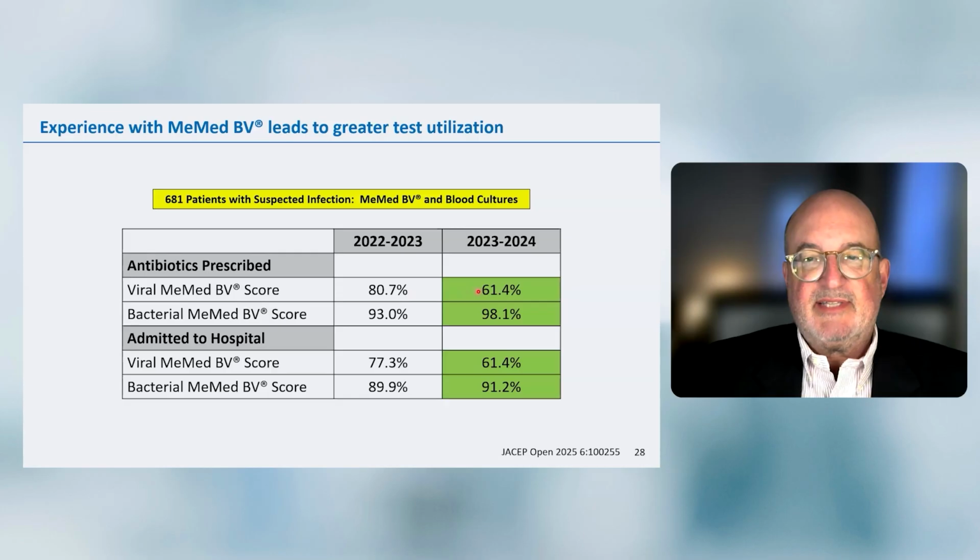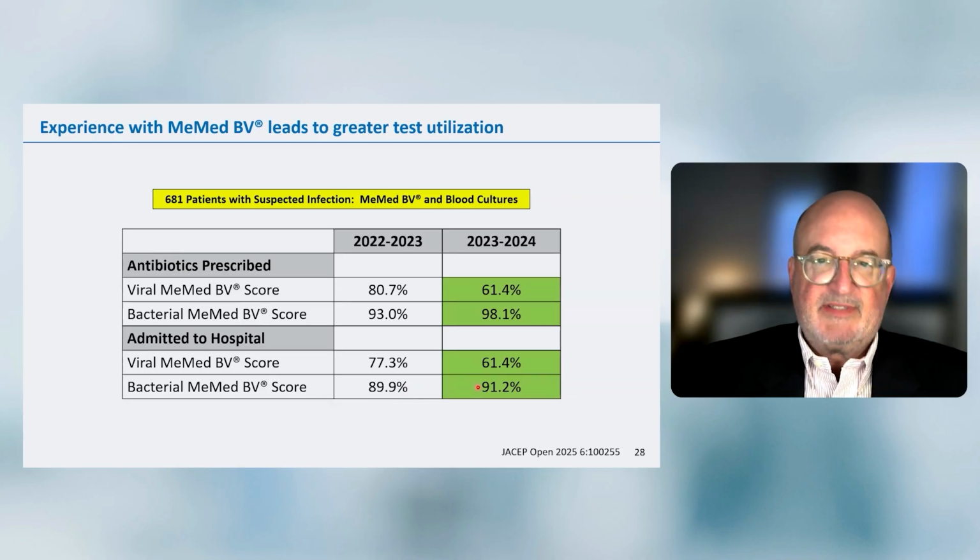80.7% now drops to 60% when the clinicians have more experience with this test and know that they can rely on it more. And the 93% goes up to 98% when there's knowledge of the test and knowing that the bacterial score reinforces the high likelihood of bacterial infection. Likewise, when there was a viral score, admissions drops from 77 to 61%, and when there's a bacterial score, admissions rises from 90% to 91.2%.